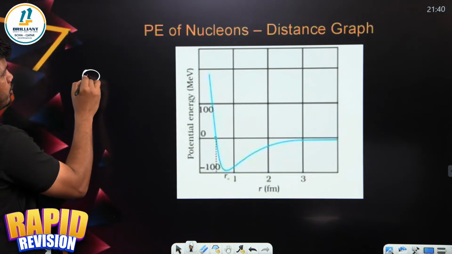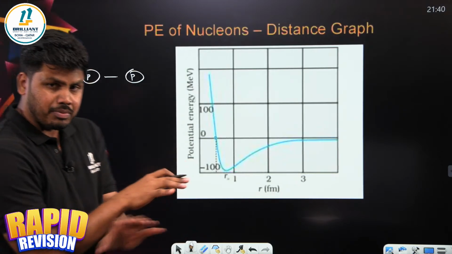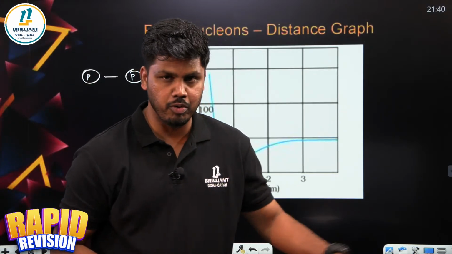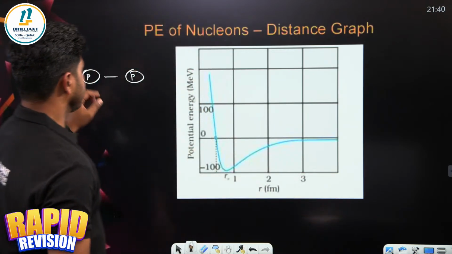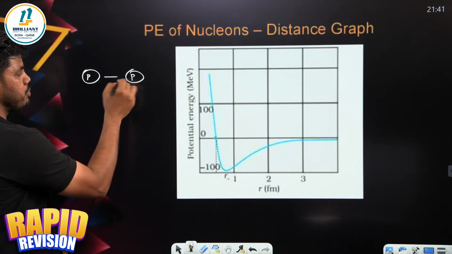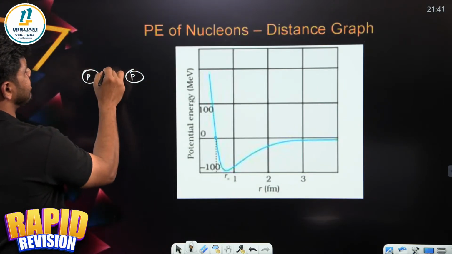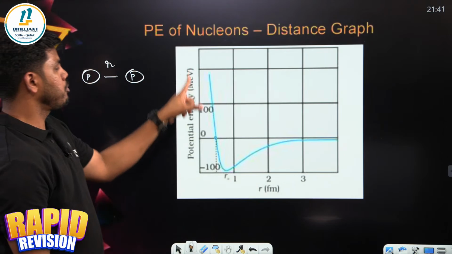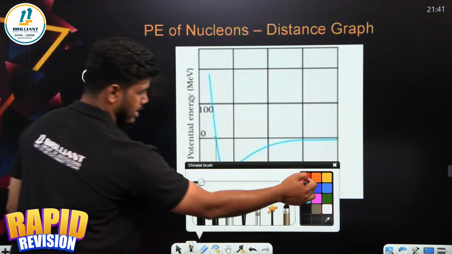We have two nucleons, maybe proton and proton, or neutron and neutron, or proton and neutron, whatever may be the combination, the same nuclear force will be operating between them. They are charge independent, right? If you change the distance between the nucleons, what happens to the potential energy? It is varying, as you can see in the graph, right?